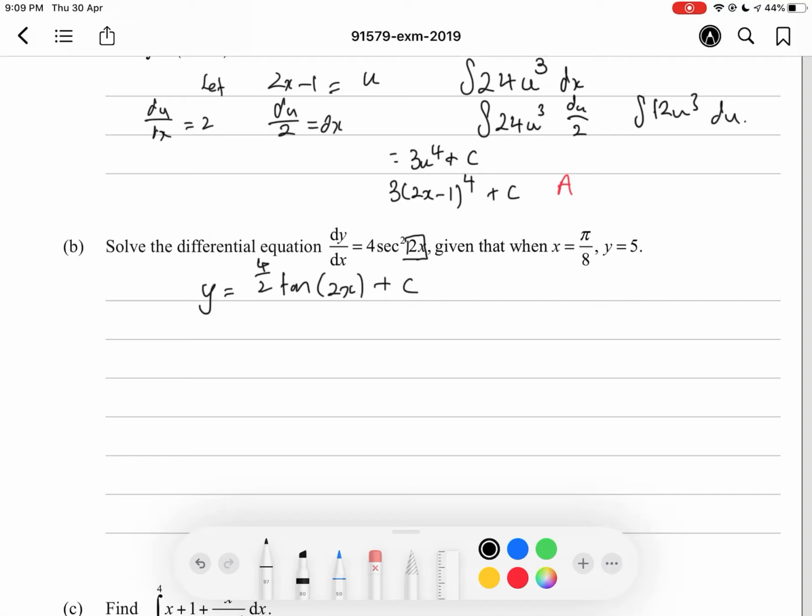So we know that when x equals pi over 8, y equals 5. So 5 equals 2 tan of 2 times pi over 8, that's pi over 4, plus c. tan pi over 4 equals 1. So that becomes 5 equals 2 plus c, and therefore c equals 3. So our equation will be y equals 2 tan 2x plus 3. And that should be our final answer to this question. This is an achieved level question.